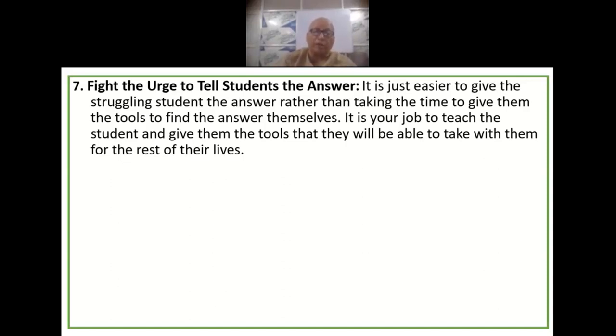Tomorrow they will be hungry again. But suppose you teach them how to fish, you are giving them the tools, then they will not come to you. So, giving the tools will make them independent, will make them confident, will help them to succeed in life. So, fight the urge to give students the answer immediately. Tell them to find out, give them some time to discuss.